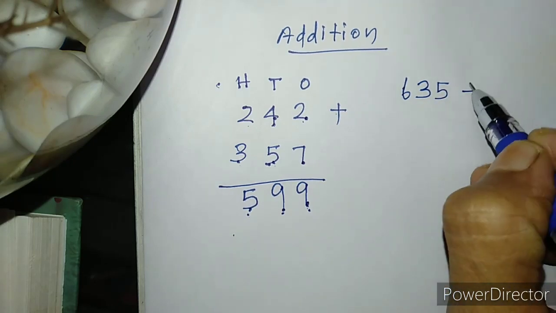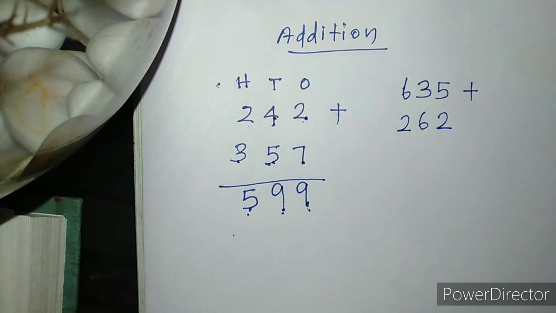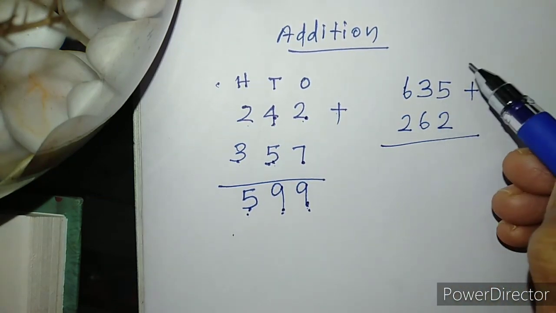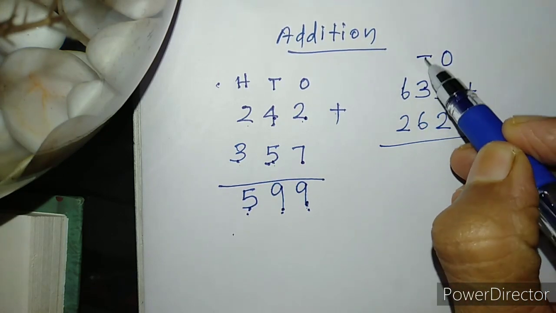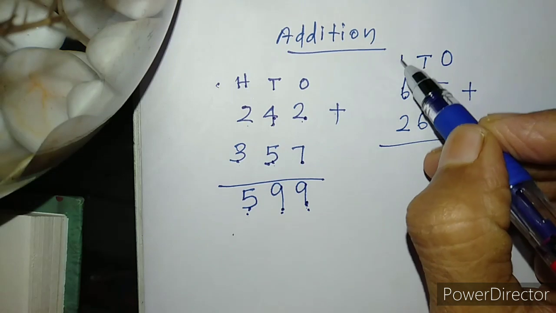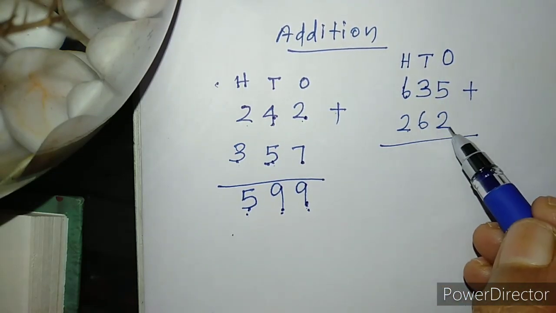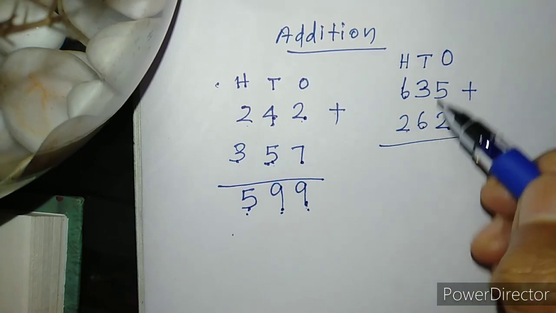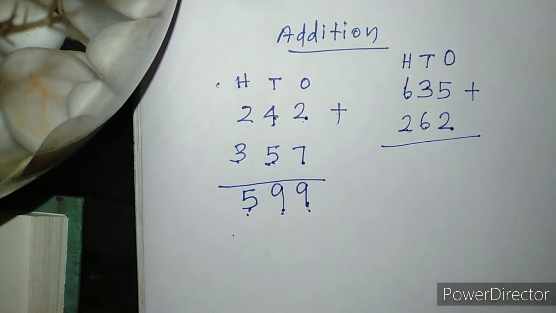635 plus 262. 635 is 5 ones, 3 tens and 6 hundreds. 262 is 2 ones, 6 tens, 2 hundreds.